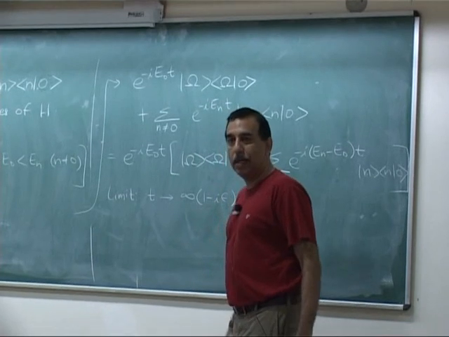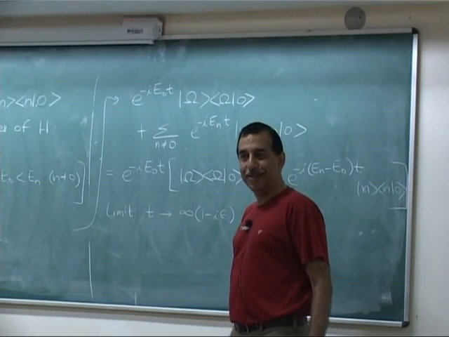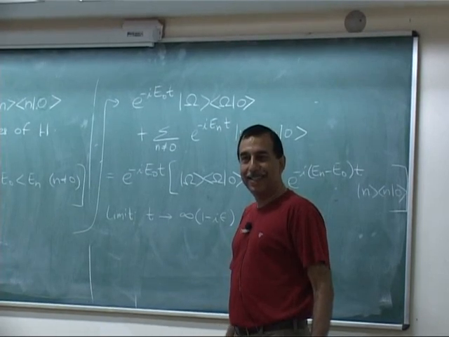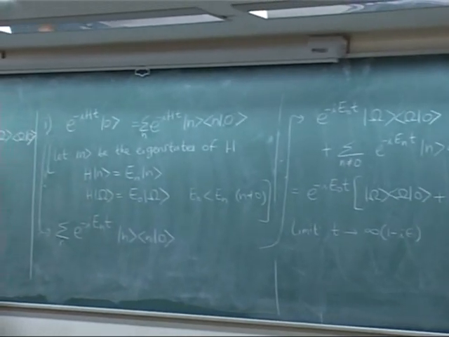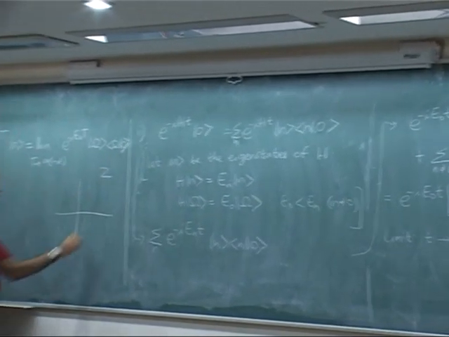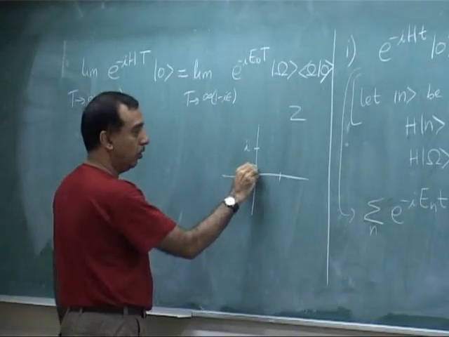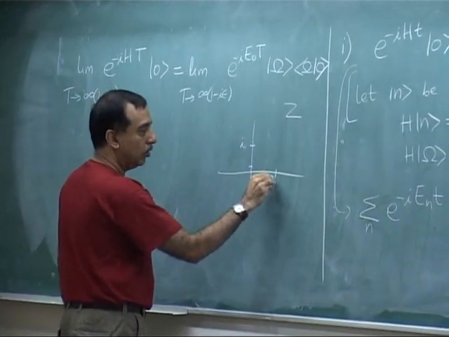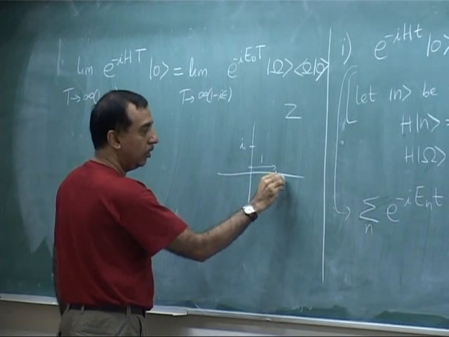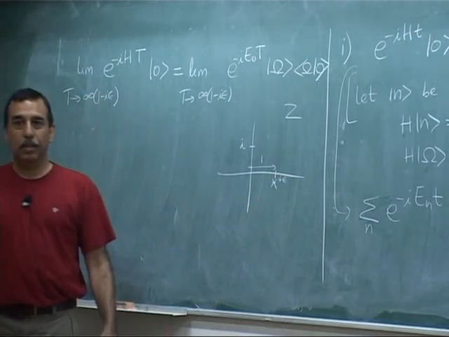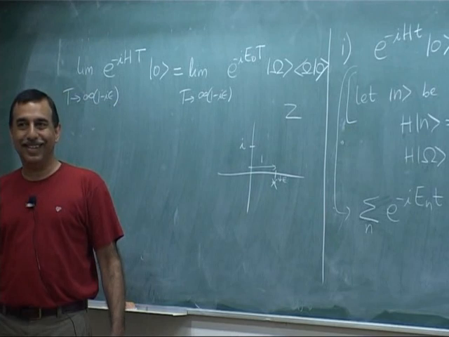What is 1 minus i epsilon? Do you know complex numbers? This is the z plane. Here's 1, here's i. Epsilon is a small number. So this point is 1 this way and epsilon this way. Does that answer your question?